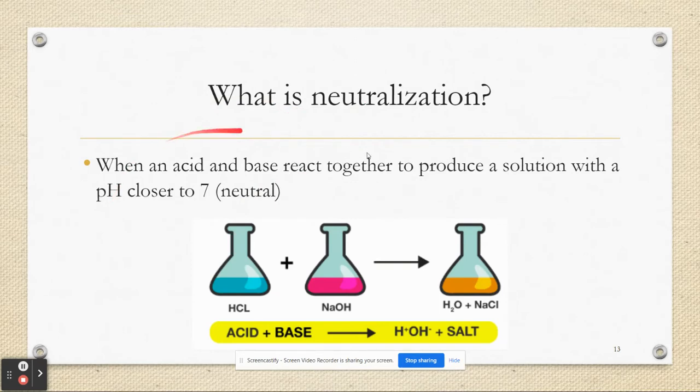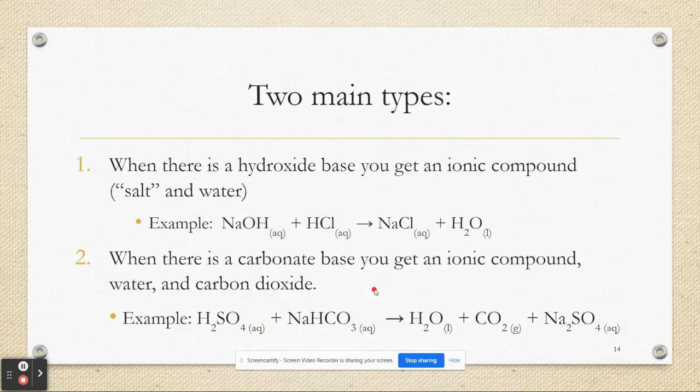So remember, when you do a neutralization reaction, you typically have an acid and a base reacting together. And when they do that, you get a pH that's closer to 7. So your acid will have a pH that's less than 7, base more than 7, and then at the end, you get something closer to being neutral. So for example, you get acid plus base gives you salt and water. That's generally what you see for a neutralization reaction.